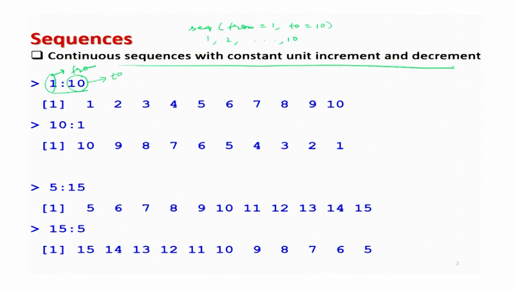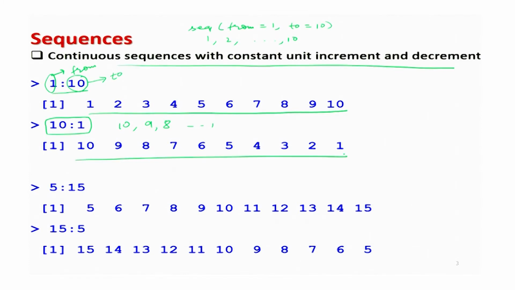If you write in this particular way, it will generate a continuous sequence with constant unit increment, and if you give a decreasing value, it will give you a decrement. So, this will give you the values 1, 2, 3, 4, 5, 6, 7, 8, 9, 10. Similarly, if you want to generate a decreasing sequence starting from 10 and ending at 1, you can give a command like 10 colon 1. This will start at 10 and then go to 9, 8 up to 1. This is the outcome that you are going to get.